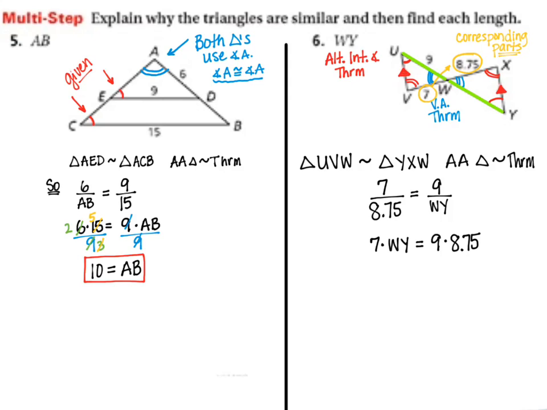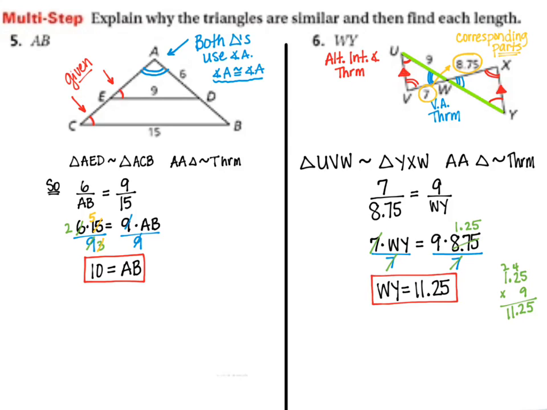And cross multiply, and then divide by 7. 7 cancels with 7 on the left, and 7 goes into 8.75, 1.25 times, since I was doing this without a calculator. And then I had to multiply 1.25 times 9, got 11.25, and so WY, the length of the segment WY, is 11.25. And that's the answer to that problem.